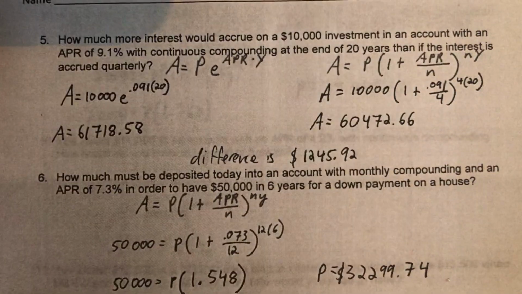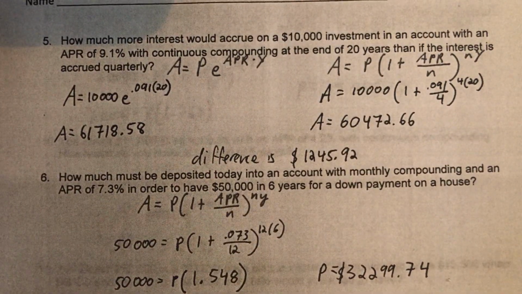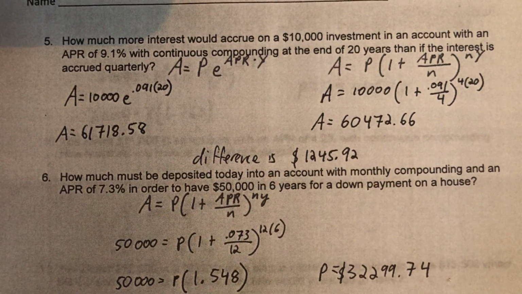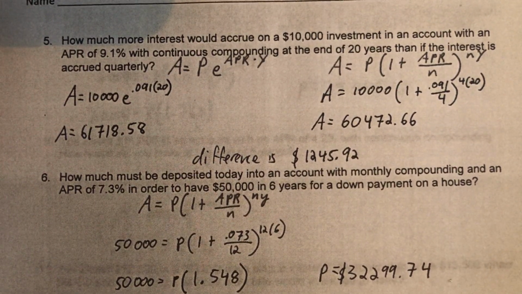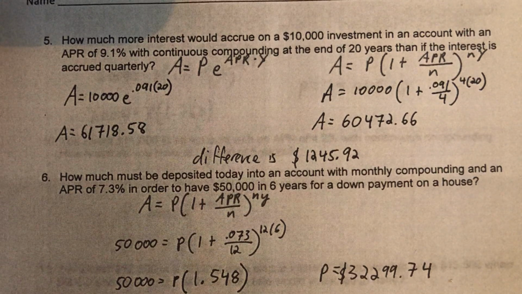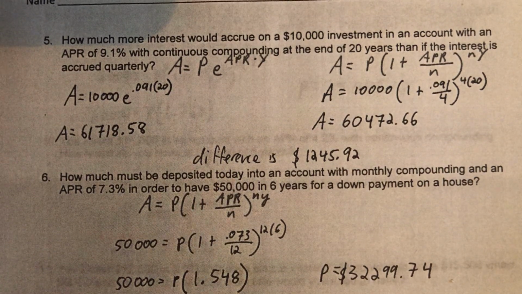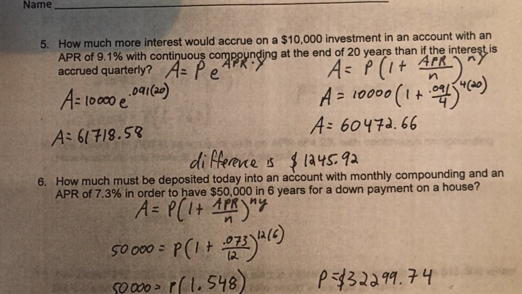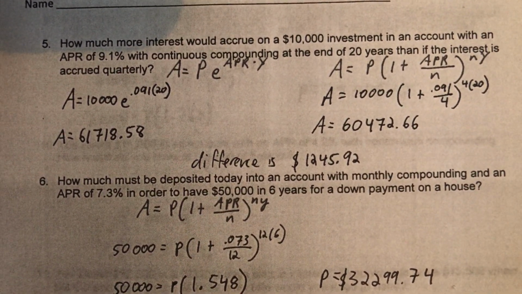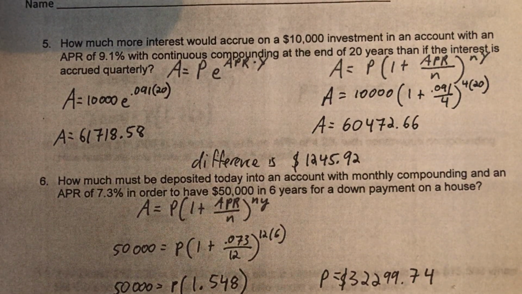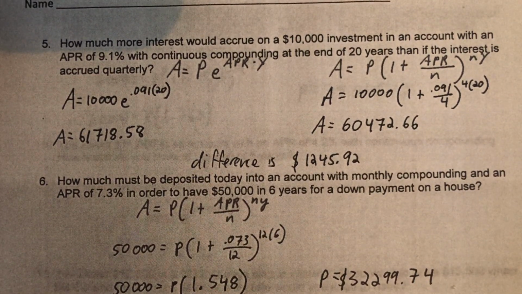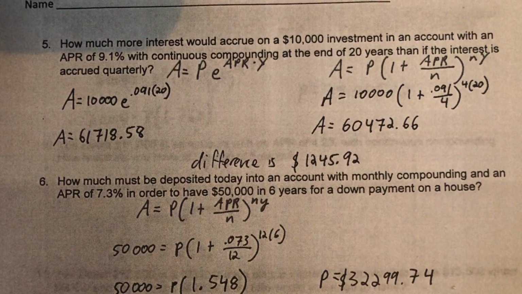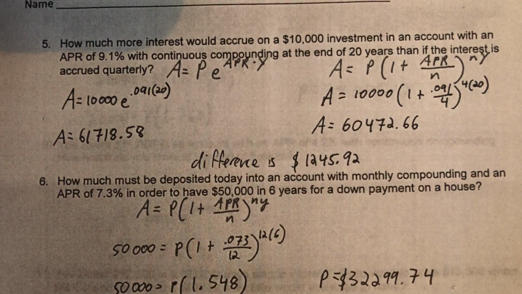All right, number 5. We have $10,000 we're going to invest. We are getting 9.1% interest, continuous or quarterly. So what's the difference? So continuous, that is e. So it's going to be 10,000 times e raised to the 0.091 times 20. And we would have $61,718.58.